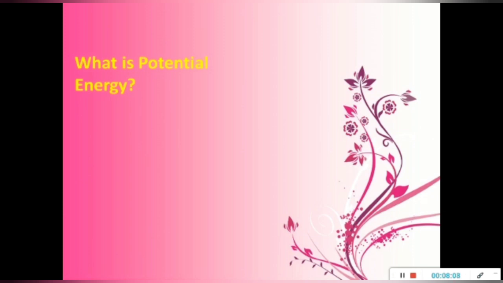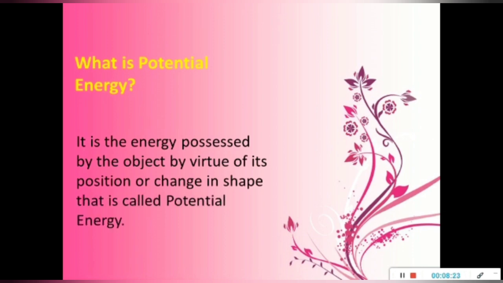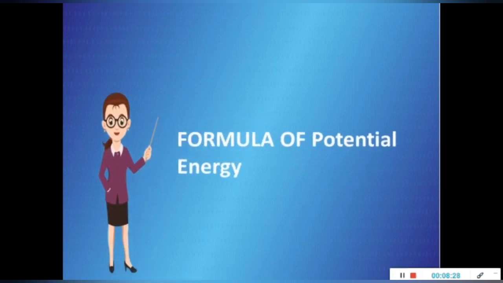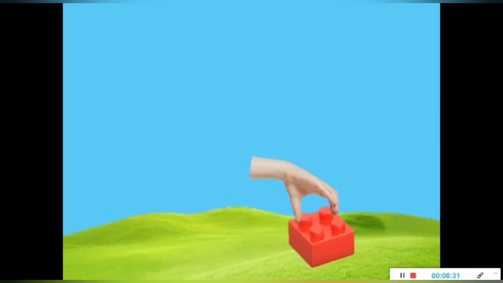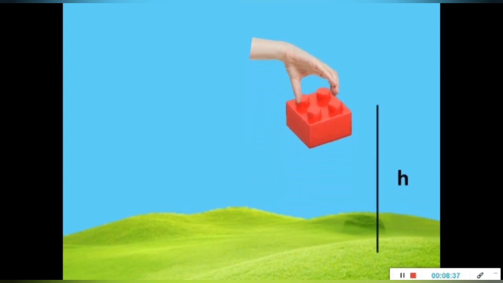Now let's see the scientific definition of potential energy. It is the energy possessed by an object by virtue of its position or change in shape. Now let's see the formula of potential energy. Suppose you have a cube and you lift the cube above the ground to height h. At that time the cube has maximum energy, and this energy is acting against gravity, and that's why this is called gravitational potential energy.